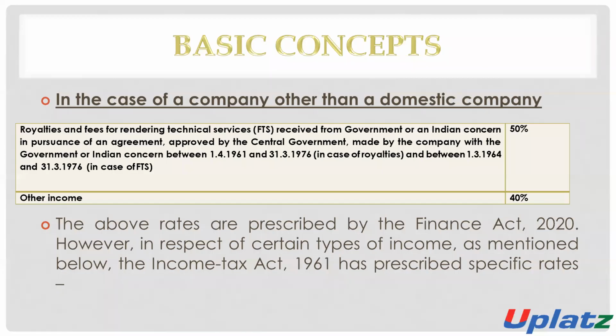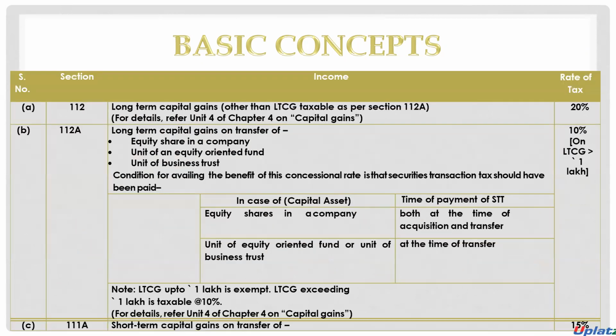The above rates are prescribed by the Finance Act 2020. However, in respect of certain types of income as computed below, the Income Tax Act has prescribed specific rates. Now we will discuss some specific income, and in respect of these, the Income Tax Act 1961 provides specific rates. Number 1 is long-term capital gain.